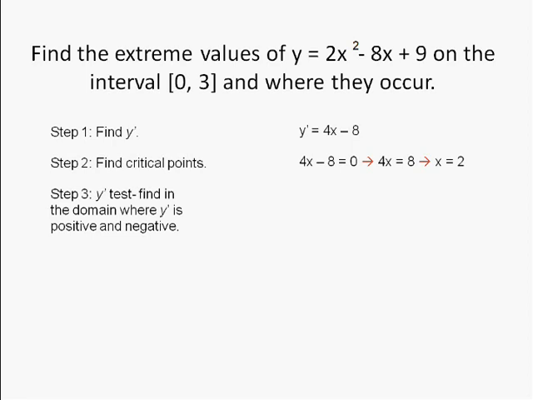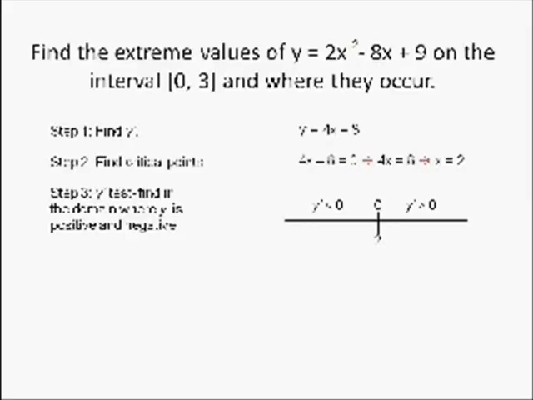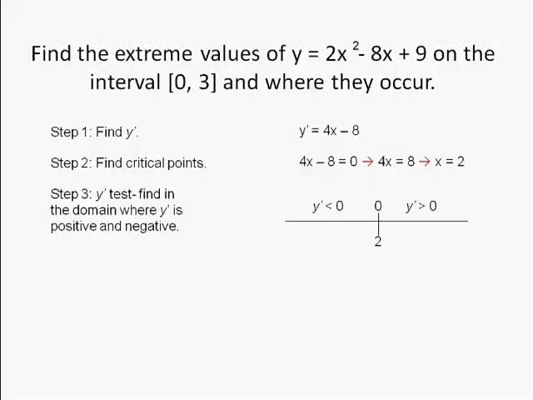Step 3, we do the y prime test. Basically, you find where in the domain y prime is positive and negative. To do that, you plug in values that are close to x equals 2 and see if they are negative or positive. Do we only have to do the sign chart? No, you have to label it. By labeling it, you have to label y prime is less than 0 and y prime is greater than 0. That's pretty important on the AP exam because they won't recognize a sign chart.